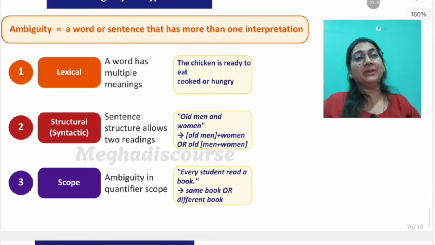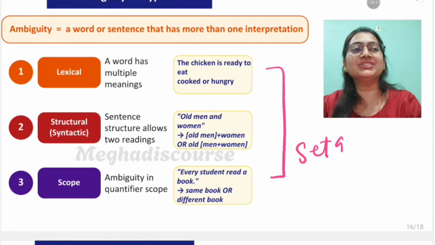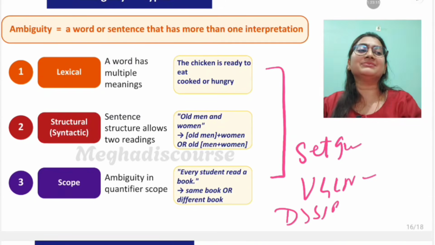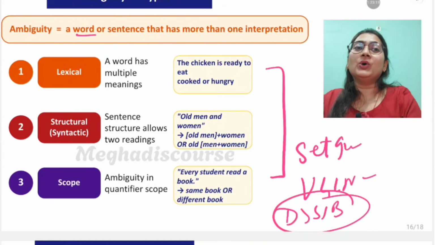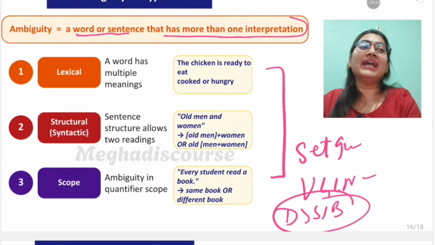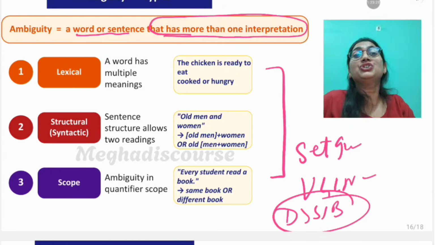Okay, next we have ambiguity. Ambiguity is very important so far as semantics is concerned. These three are your set questions, your UGC NET questions, and your DSSSB PGT questions. How? Look. Ambiguity means a word or sentence that has more than one interpretation. You will find ambiguity in jokes.